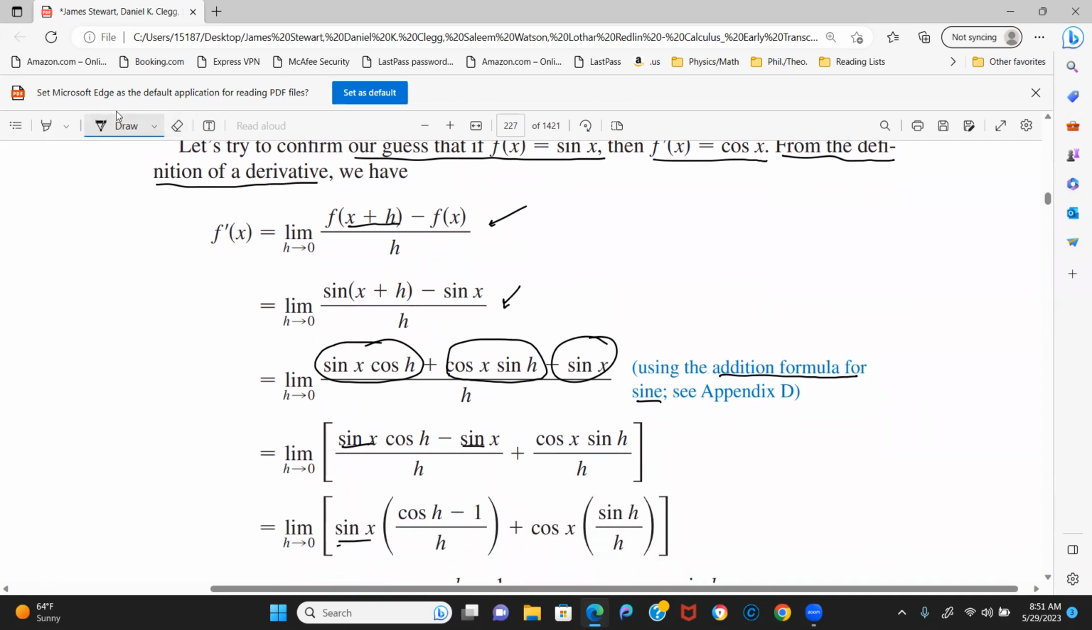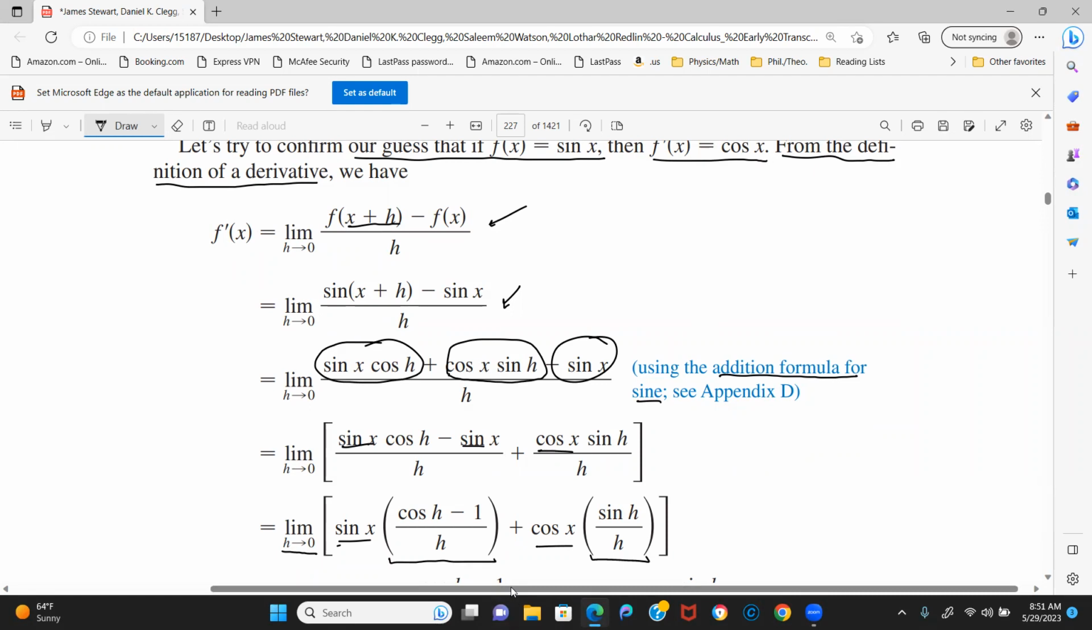And x is fixed now. So this is actually a constant with respect to this limit because we're taking the limit as h goes to 0. No x is involved in that limit. And then we have this cosine x here, so we can factor that out. And then what we're left with is this and this.